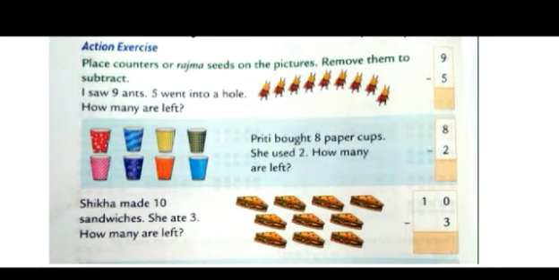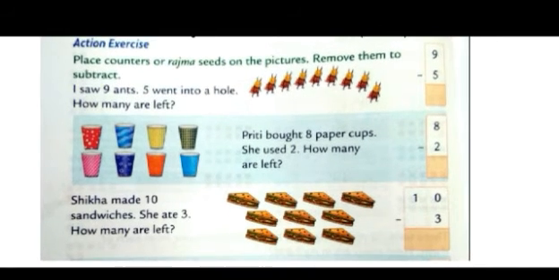Okay, see the first one. I saw 9 ants. 5 went into a hole. How many are left? Total 9 ants are there. Out of that, 5 went into the hole. So let's cut 5.